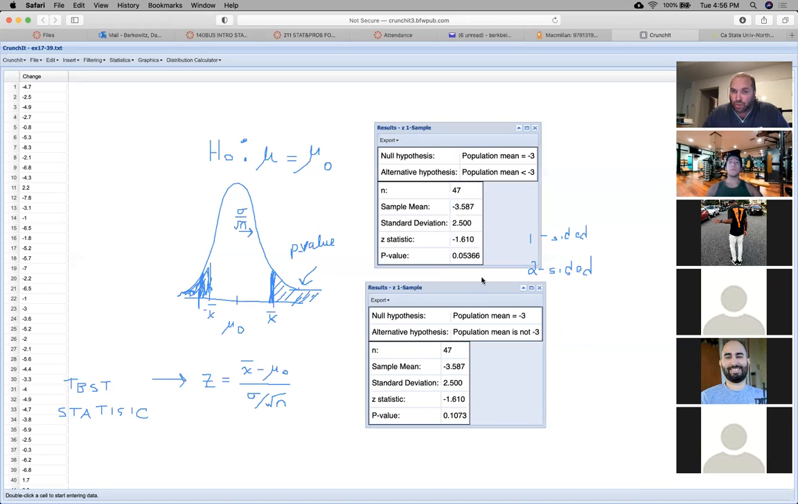Notice that the Z-statistic did not change, because the Z-statistic doesn't care if it's one-sided or two-sided. The Z-statistic is a computation based upon your sample mean, the assumed mean, the sigma, and the square root of n. In fact, if we take out a calculator and do x bar, which in our case was negative 3.587, minus the population mean, which is negative 3, divided by sigma over the square root of n, which is 2.5 over the square root of 47.